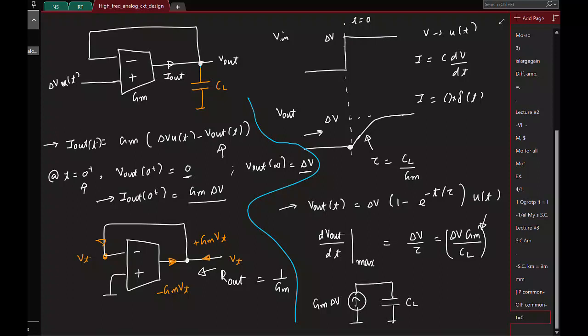This is the equivalent circuit at t equal to 0 plus. So what will happen to the voltage now in this case? I have a constant current pumping into a capacitor CL. The capacitor voltage will ramp up, and what is the slope of the ramp?